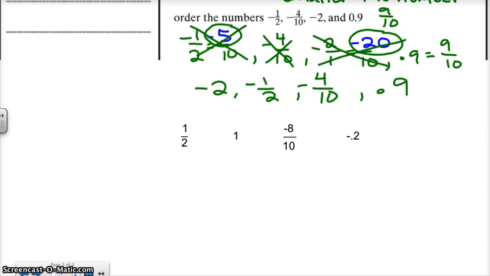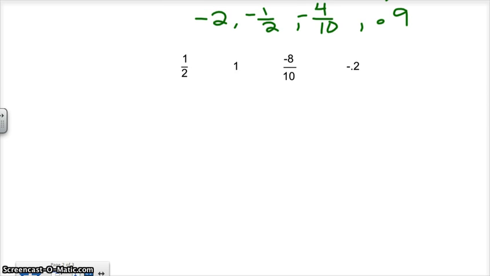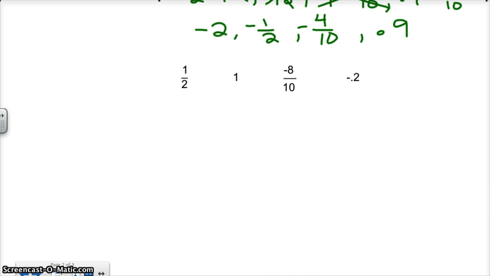Okay, next one. 1/2, 1, negative 8/10, and negative 0.2. I'm going to use 10 as my denominator again. So I'm just going to create equivalent fractions. That's already done, so I can leave this, and this is negative 2/10. That's me getting them alike, okay? 2 times 5 is 10, so 1 times 5 is 5. 1 times 10 is 10, 1 times 10 is 10, and there we go.